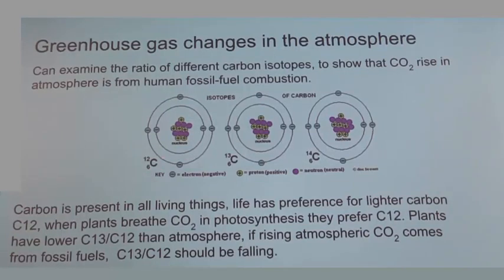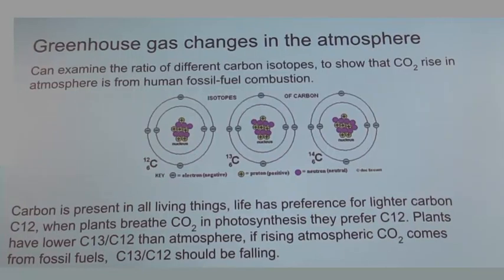And because, like I said, life has a preference for lighter carbon because of photosynthesis, the plants preferentially absorb C12, and that's what all the carbon in the fossil fuels is. So if we're burning fossil fuels, we're emitting more C12 into the atmosphere, and so if we keep increasing the amount of fossil fuel combustion, we're going to get a lower ratio of C13 to C12.